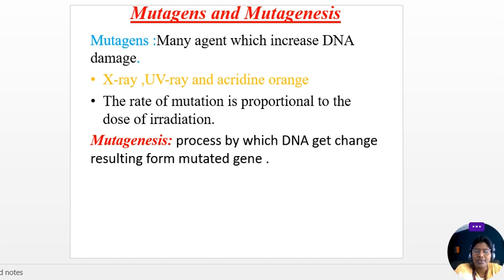Let's look at some terms related to mutation, that is mutagens and mutagenesis. Mutagens are nothing but agents which cause DNA damage, or agents which are the reason for the mutation. Some examples of mutagens are X-rays, UV rays and some chemicals, and the most important chemical is acridine orange. The rate of mutation is proportional to the dose of irradiation, which means when a person has more exposure to mutagens, there are more possibilities for mutation.